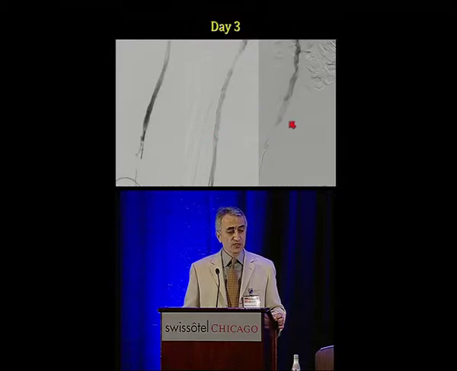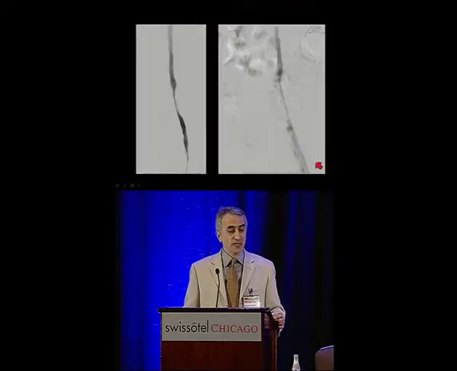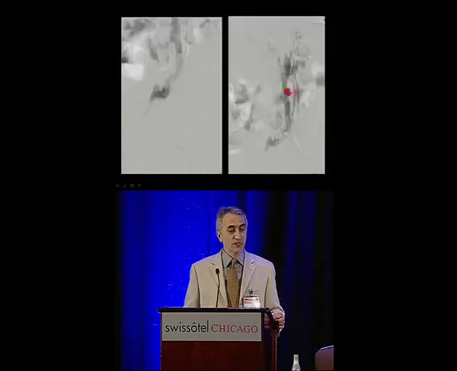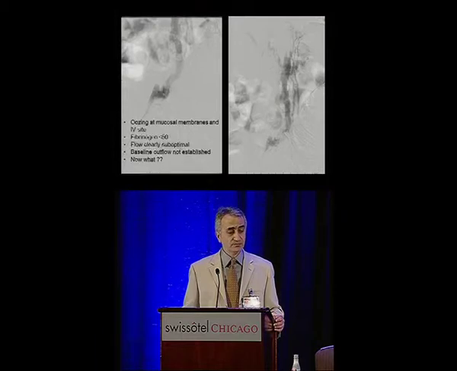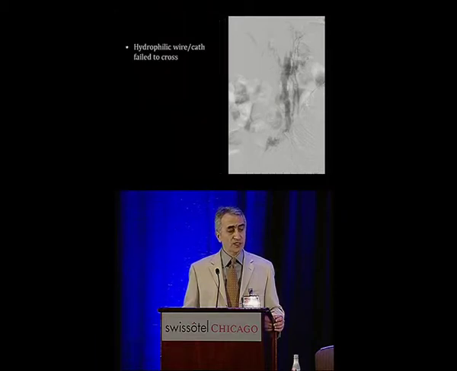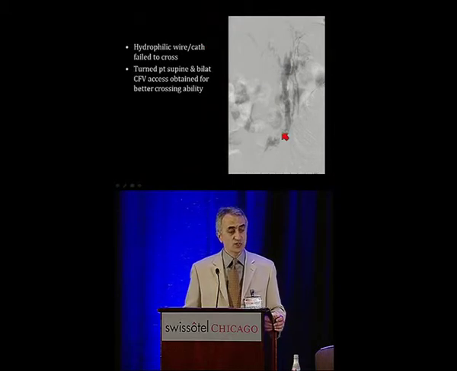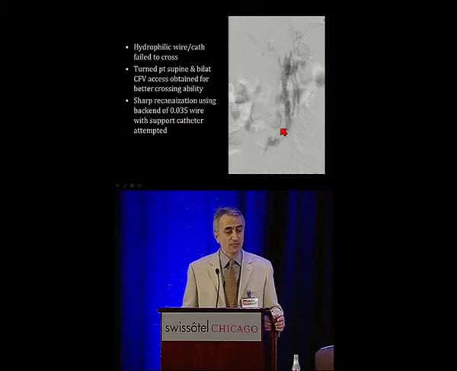So this is what it looks like down below on the second day of treatment. And so a little bit better. Now we got some flow into the cava. The problem is that the cava is occluded, and this is what the cava looks like. So obviously, we need to establish outflow. You can't just leave it like this. So in this patient we used hydrophilic catheters to recanalize into the right atrium, and that failed. And so we used the sharp recanalization technique.